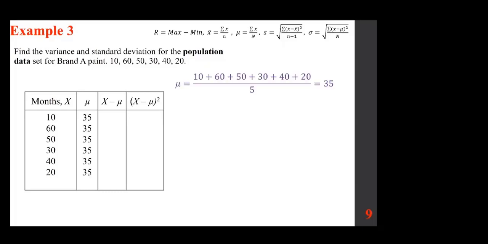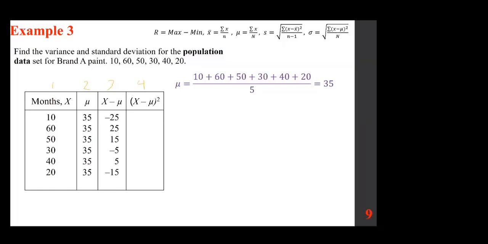In order to find sigma squared, you want summation of x minus mu quantity squared divided by n. Summation of x minus mu quantity squared. So let's calculate x minus mu. So the first one would be 10 minus 35. The next one would be 60 minus 35. And the next one would be 50 minus 35. And here's the column, which is the third column. Now, the fourth column will square the third column. So negative 25 square it, 625.